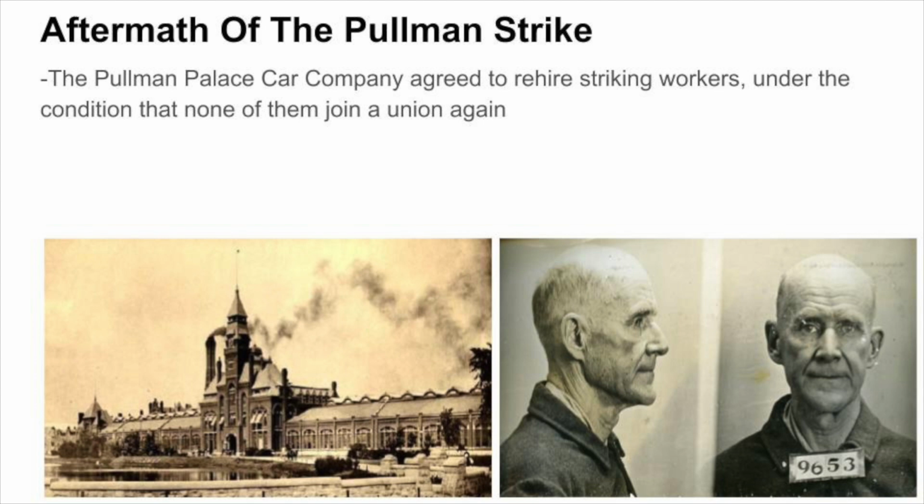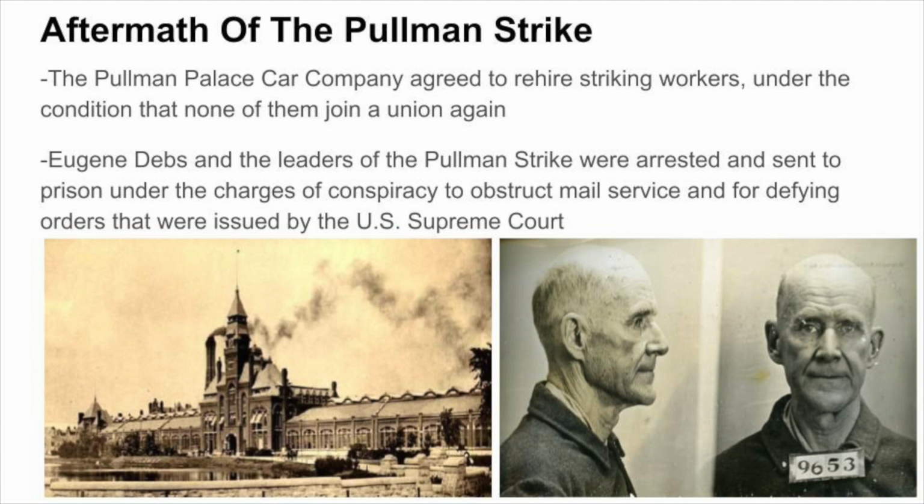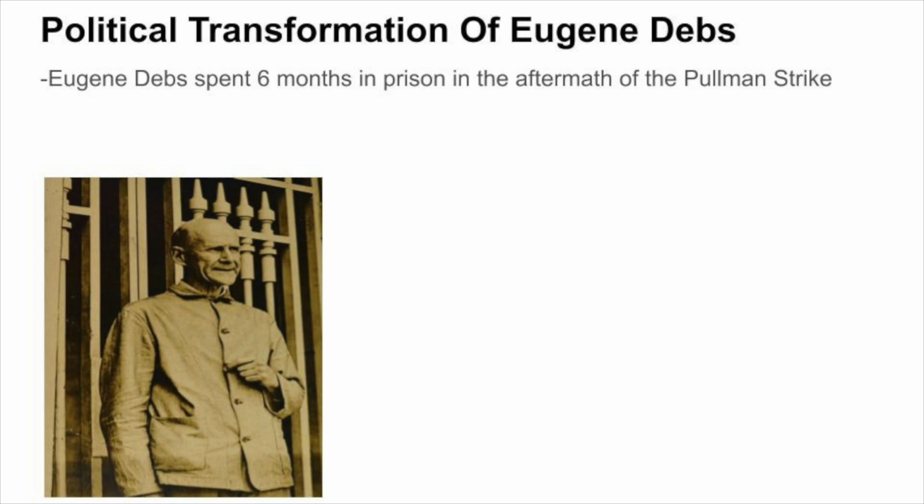The Pullman Palace Car Company agreed to rehire striking workers under the condition that none of them join a union again. Eugene Debs and the leaders of the Pullman strike were arrested and sent to prison under the charges of conspiracy to obstruct mail service and for defying orders that were issued by the U.S. Supreme Court. Eugene Debs spent 6 months in prison in the aftermath of the Pullman strike.